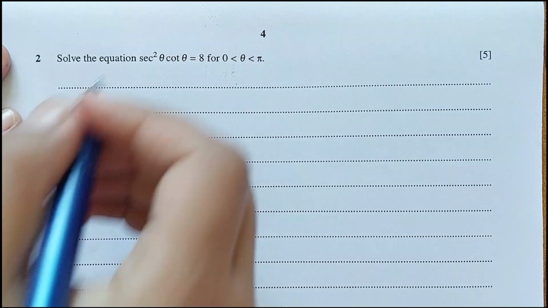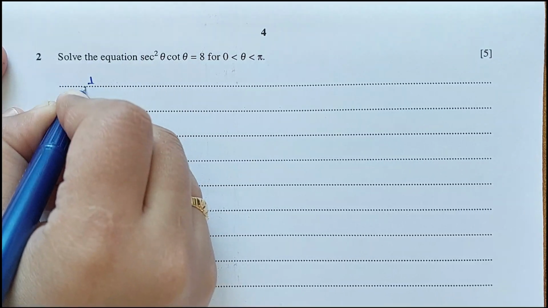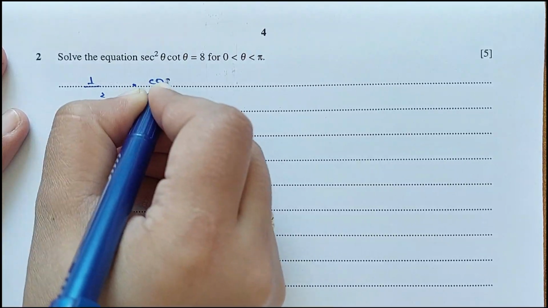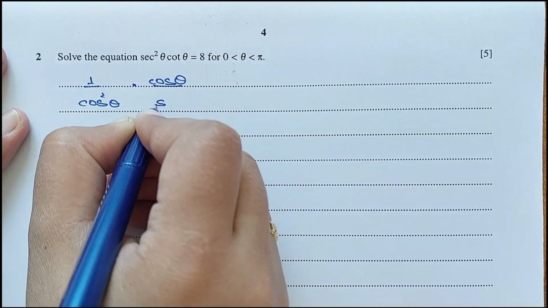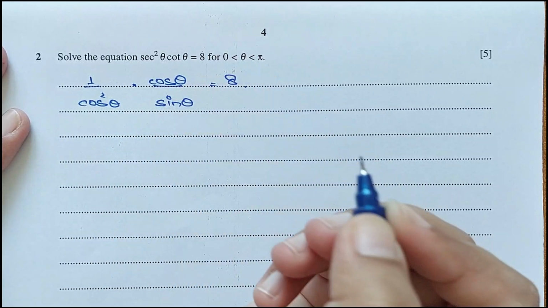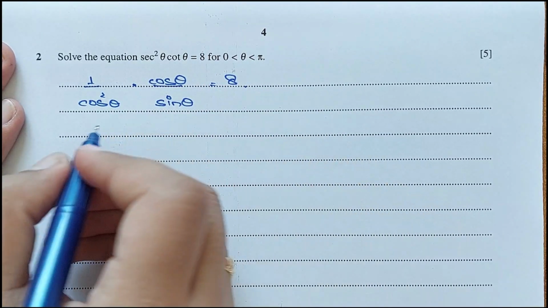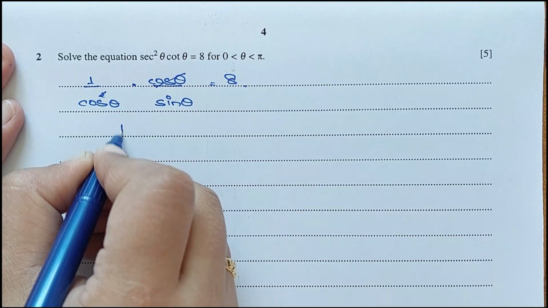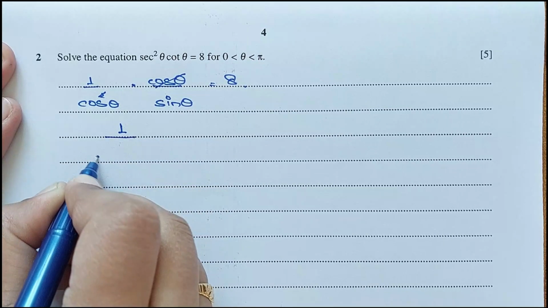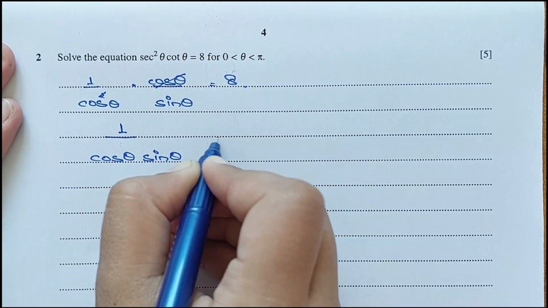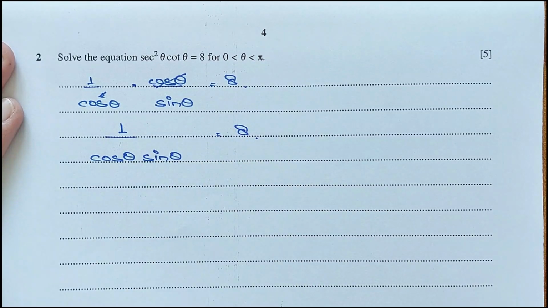Question number 2, solve the equation. So secant squared theta is 1 over cos squared theta, and cot theta is cos theta over sin theta. This would be equal to 8, where theta lies between 0 and pi. So we can cancel one cos with this cos and we are left with 1 over cos theta sin theta. This would be equal to 8, right?